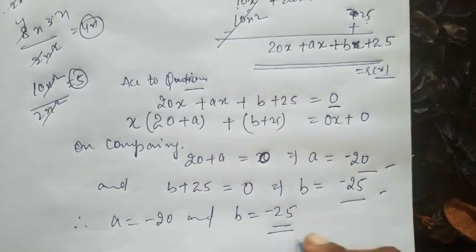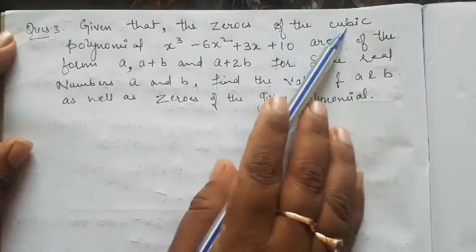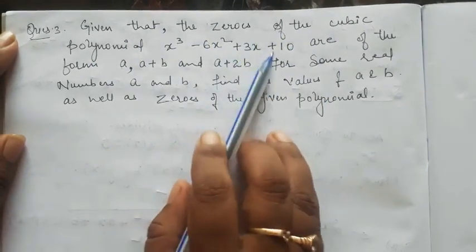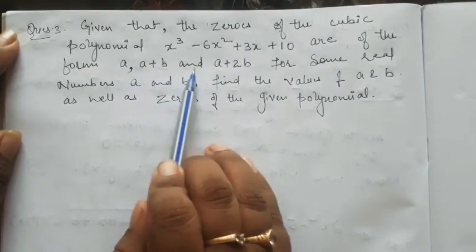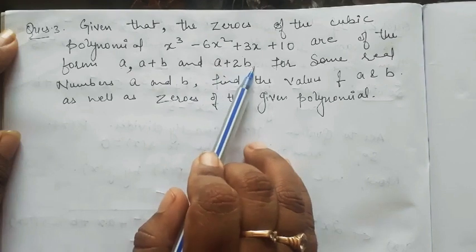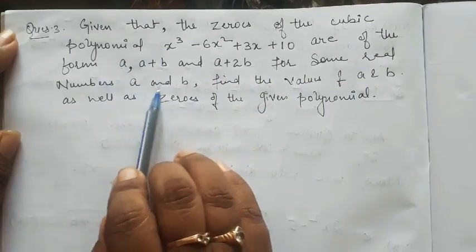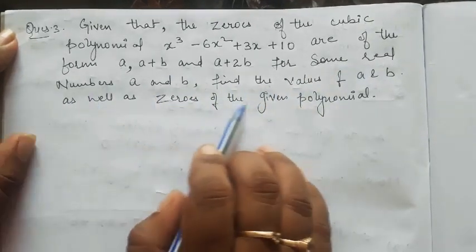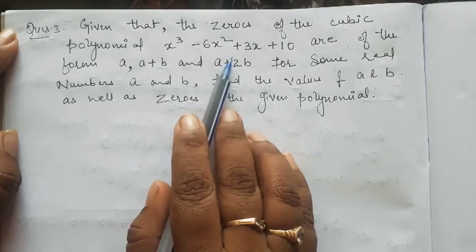Okay, so here is the solution. Third question, that is, given that the zeros of the cubic polynomial x cube minus 6x square plus 3x plus 10 are of the form a plus b and a plus 2b, for some real numbers a and b, find the values of a and b as well as the zeros of the given polynomial. It's a very important question.